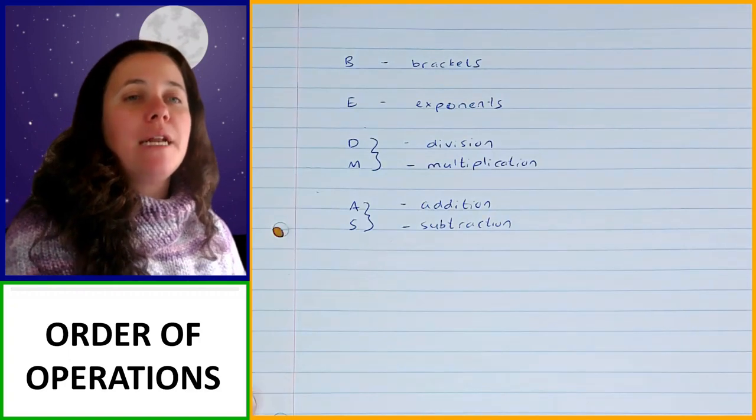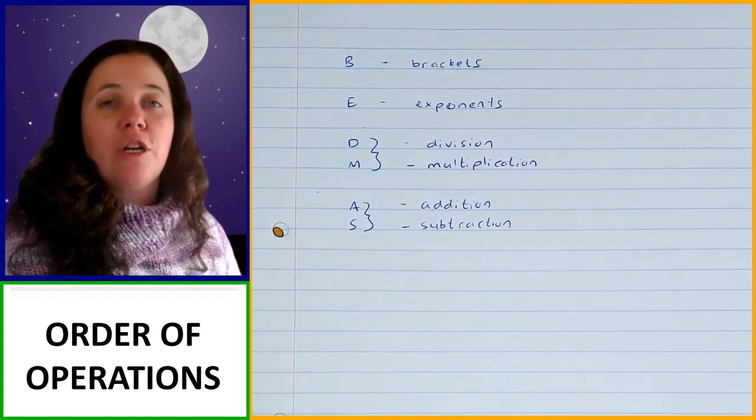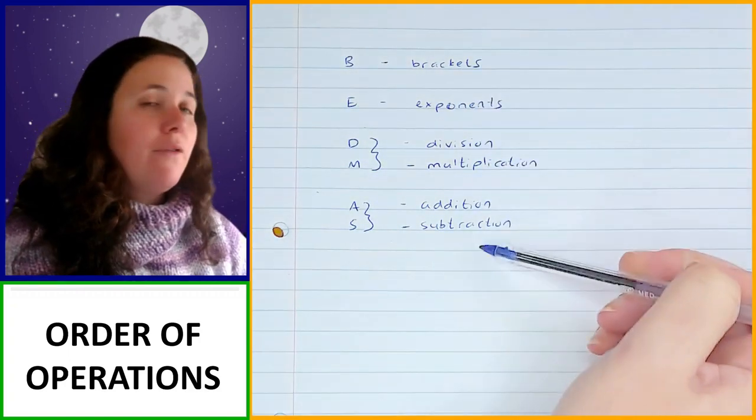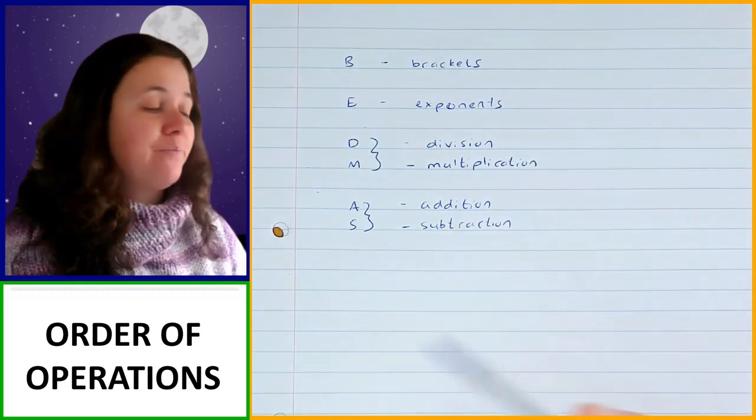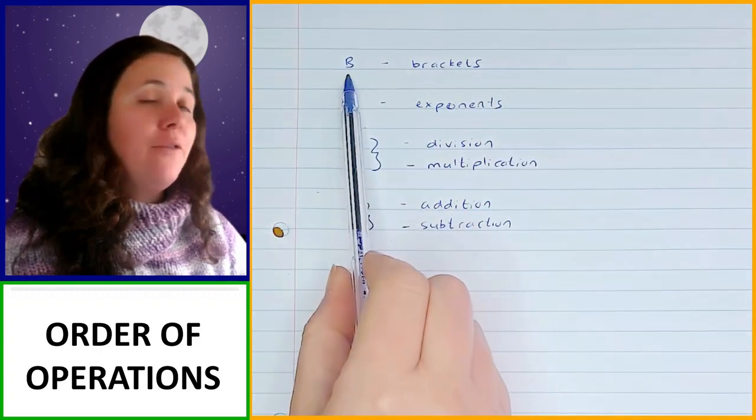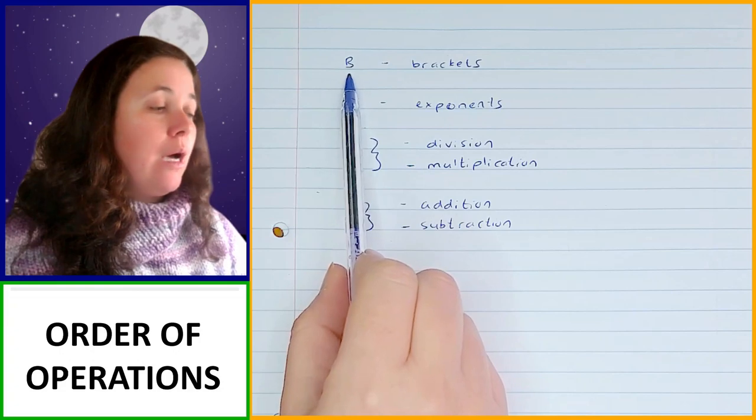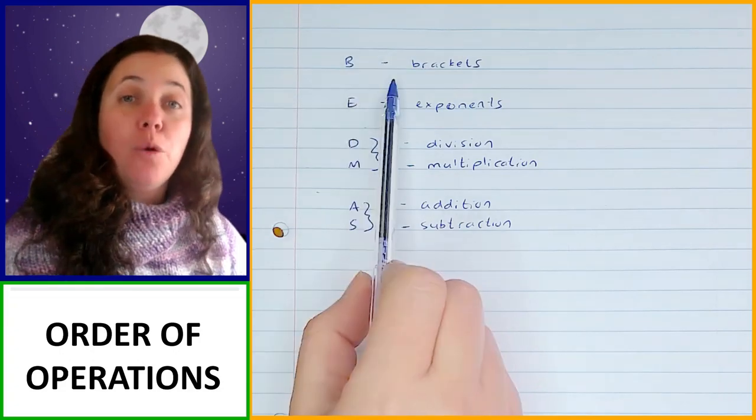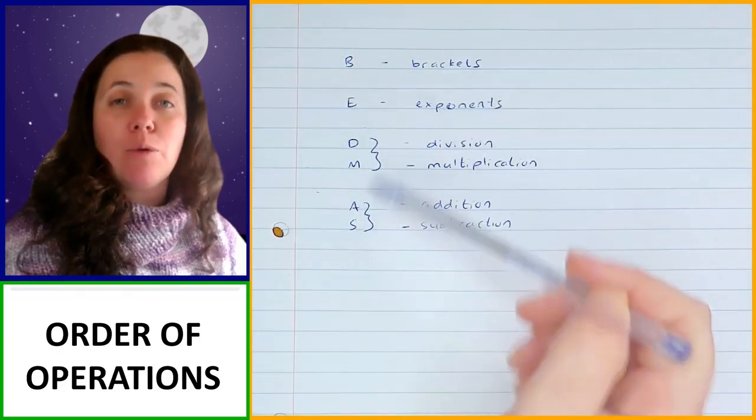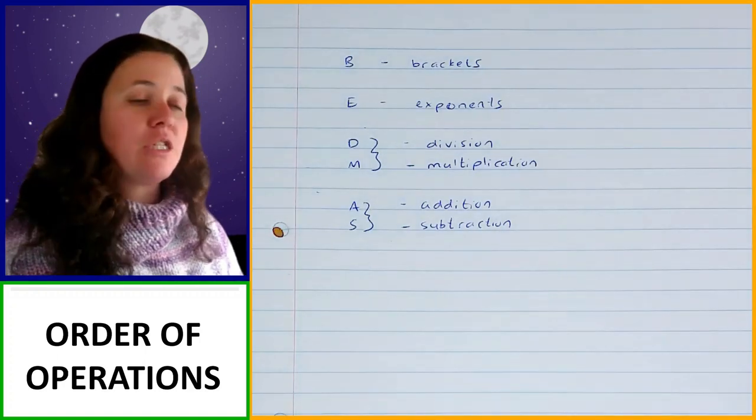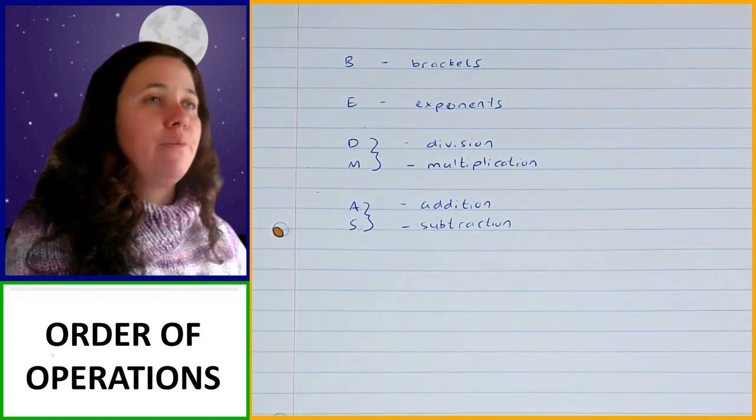Okay, so that is what we're going to be using while we're doing our calculations. We need to make sure that we do all of our operations in the correct order. Also a reminder that if you have more than one type of calculation within your brackets, you have to apply BEDMAS within the brackets as well. Okay, so let's have a look at an example.